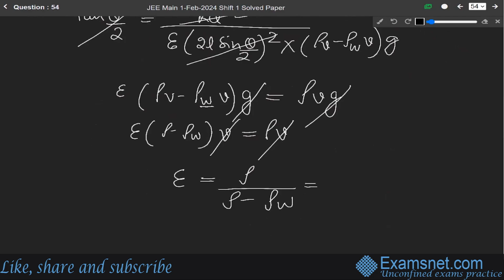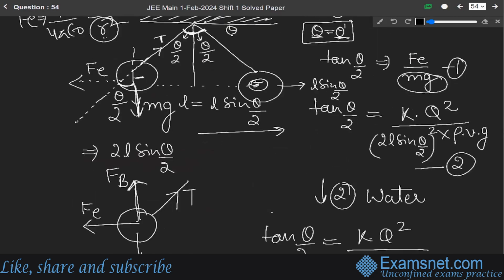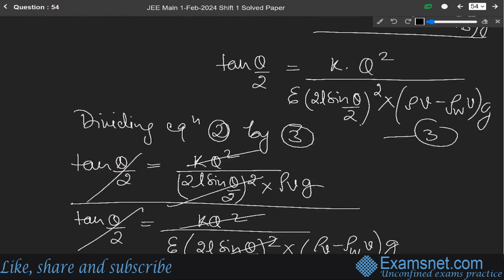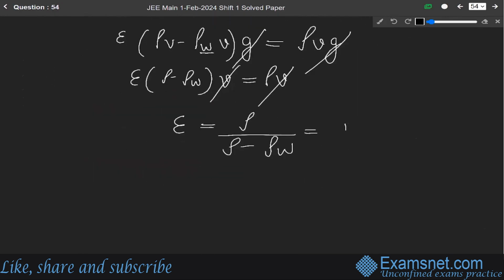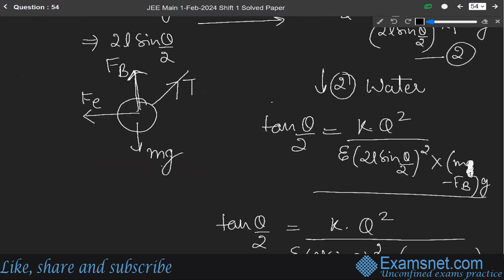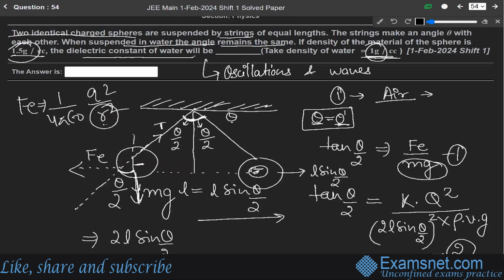And for air, this rho is given as what? 1.5, and for water it is given as 1. So it will be equal to 1.5 over 1.5 minus 1. So epsilon will be equal to 1.5 over 0.5, which equals 3. So the correct answer is epsilon equals 3. So the value of dielectric constant for water is 3.